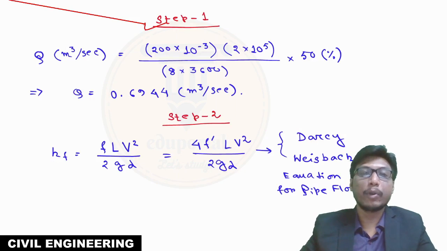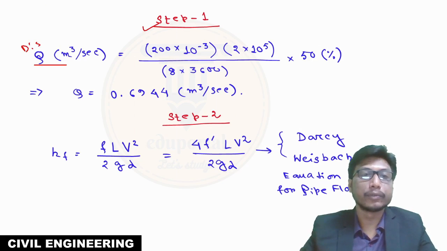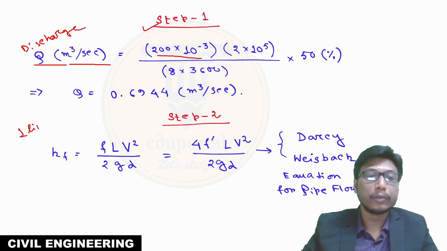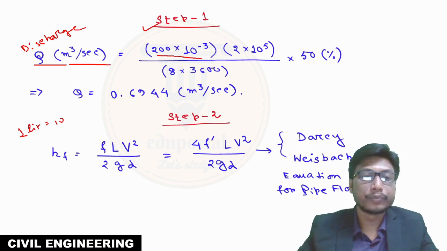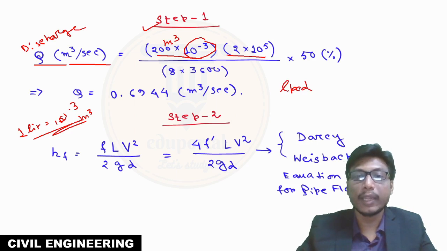Step number 1. Q is the discharge in meter cube per second. First of all, 200 liters: we know 1 liter is equal to 10 to the power minus 3 meter cube, that's why we have multiplied by 10 to the power minus 3. So this is in meter cube. Now it's given in LPCD, liters per capita per day. The total population is 2 lakh, so we multiplied 2 into 10 to the power 5 here. This is the population.